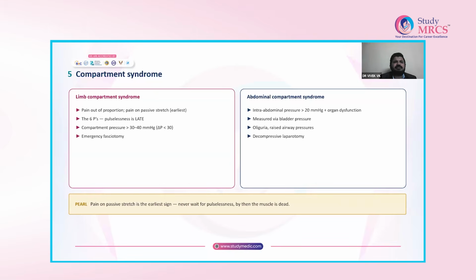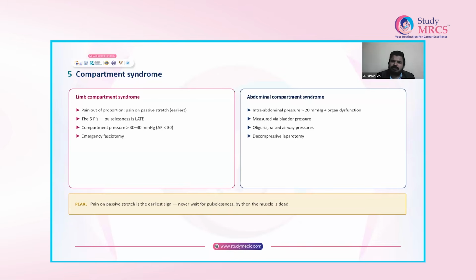So what could be the earliest feature? The pain out of proportion and also the pain on the passive stretch. These are the earliest findings in a case of compartment syndrome involving the limbs. That is, the compartment pressure is more than 30 to 40 millimeter mercury. So what could be the treatment of the compartment syndrome? You have to release the compartment pressure, so you require emergency fasciotomy.